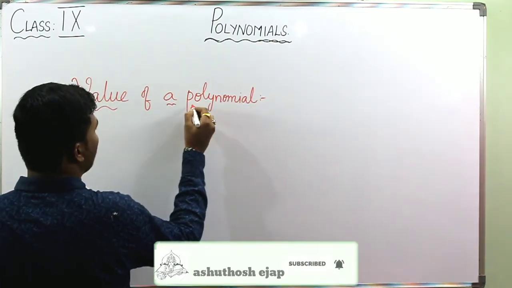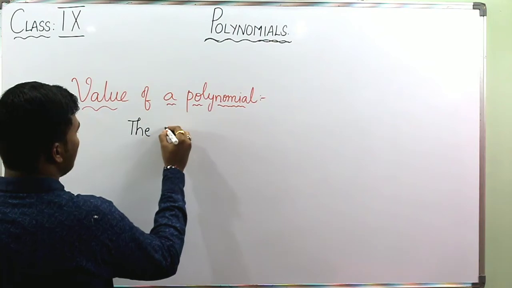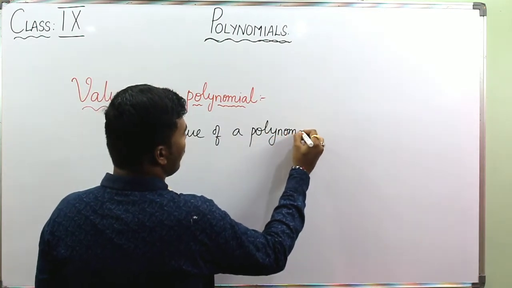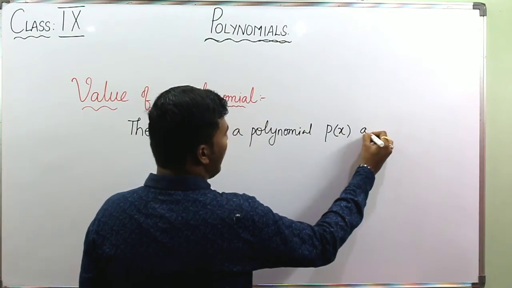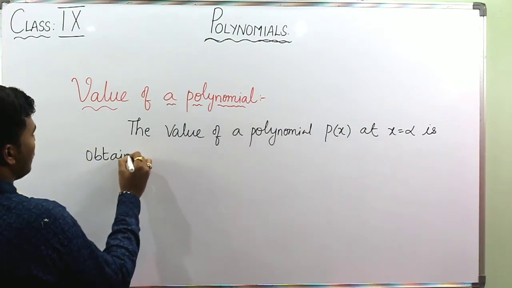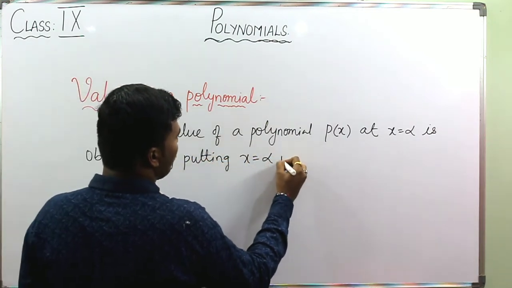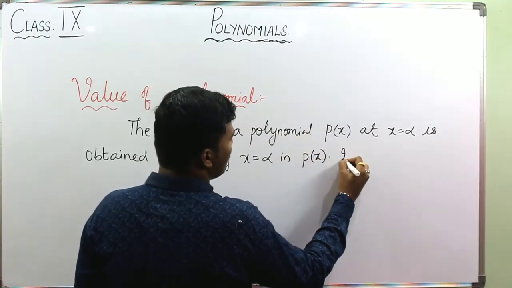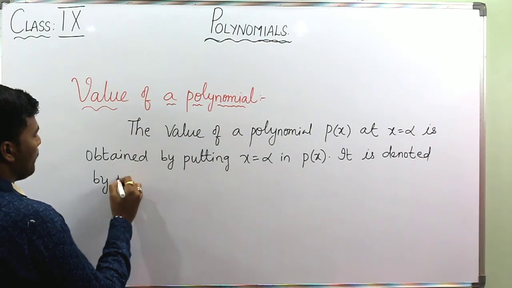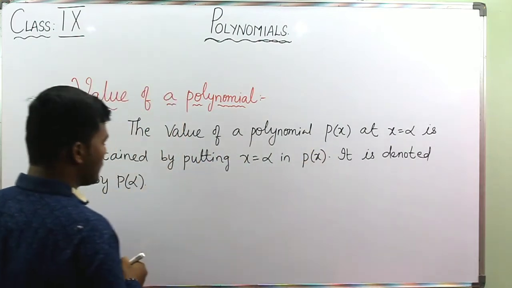Okay, so first let us write the statement. The value of a polynomial p of x at x is equal to alpha is obtained by putting x is equal to alpha in p of x. It is denoted by p of alpha.